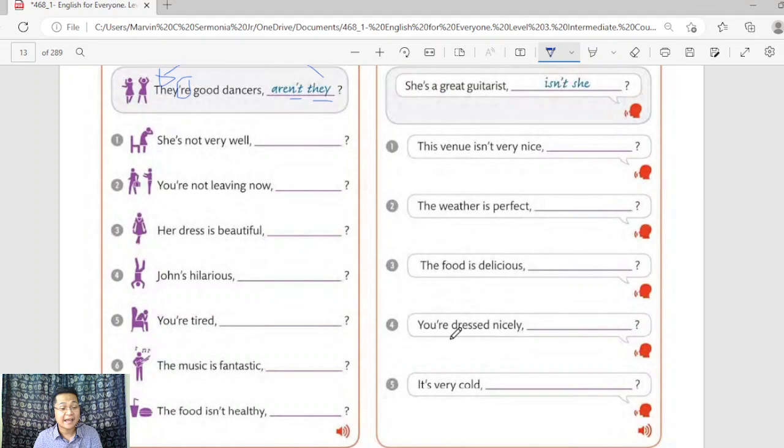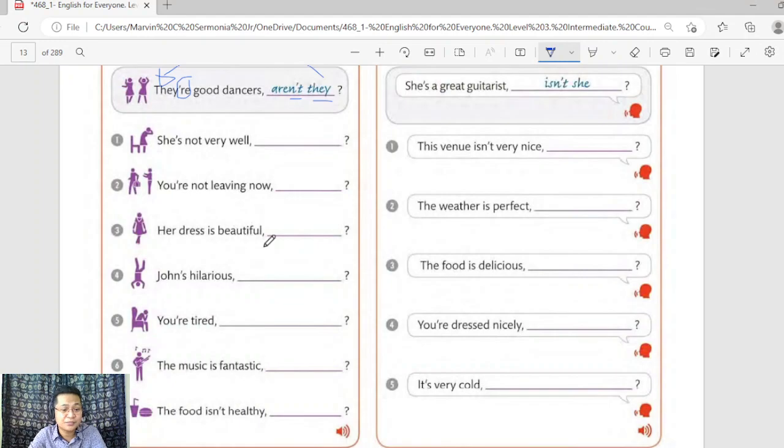After answering, could you try to counter-check or compare your answer to the answers that I will be giving. Number one, she's not very well, is she? Number two, you're not living now, are you?